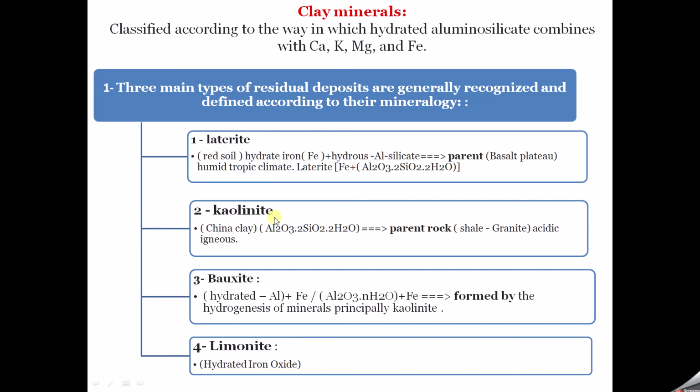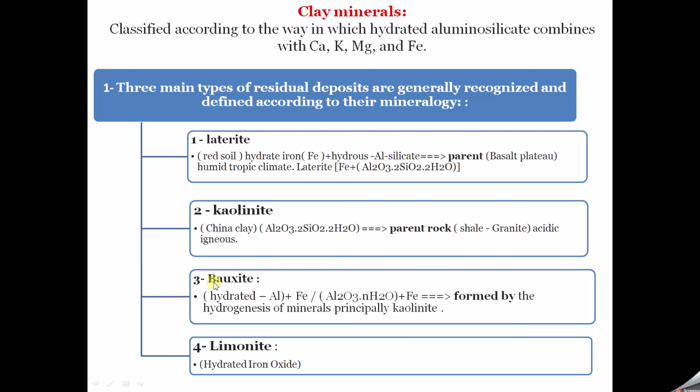Kaolinite, we call it China clay. It's hydrous aluminum silicate without iron. The parent rock is usually shale or granite, which is acidic igneous. Bauxite is hydrous aluminum oxide, so no silica, no iron. This is formed by the hydrolysis of minerals, principally kaolinite. Limonite is another product. It's not important. It's hydrated iron oxide.